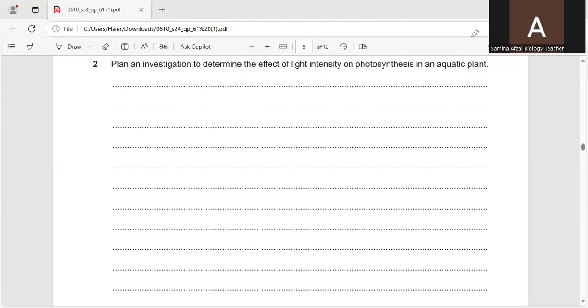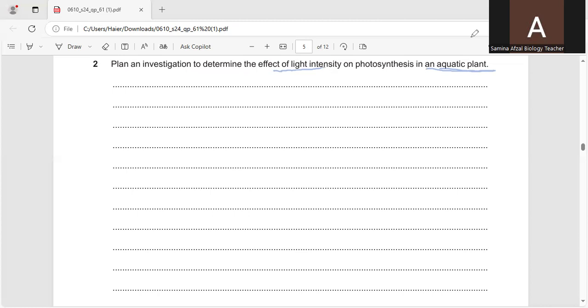After doing this, you have to focus on the apparatus which will be used for this purpose. So you have to find out the effect of light intensity on photosynthesis. For this purpose, you have to take a beaker, a test tube, water, and above all, you need an aquatic plant. So you will have to set this experiment, and you have to maintain the accuracy throughout the investigation.